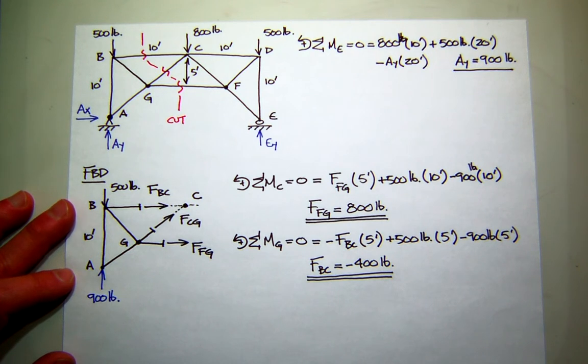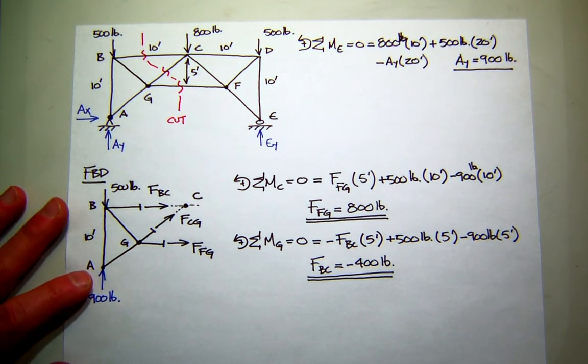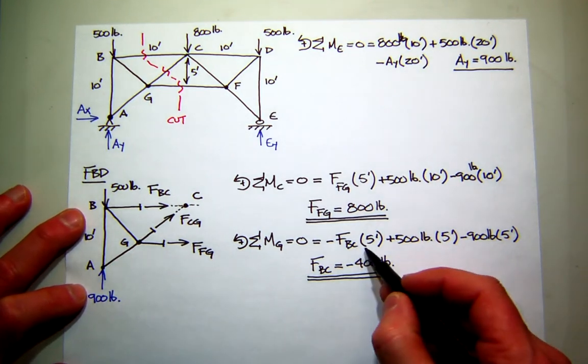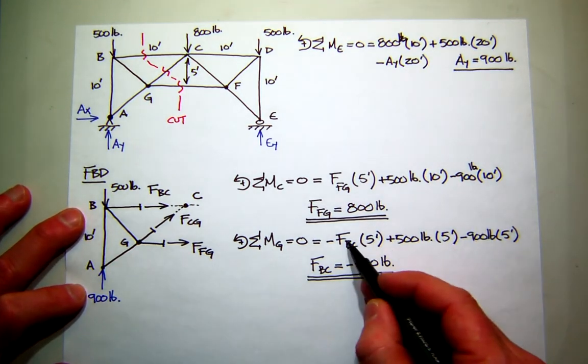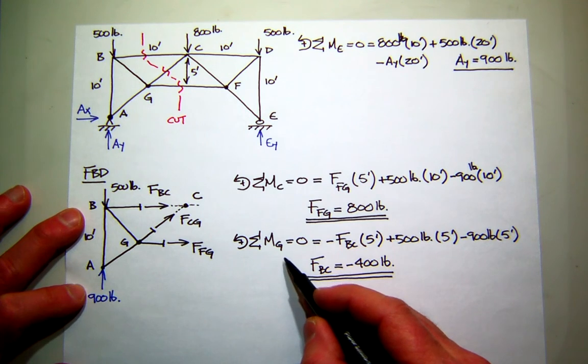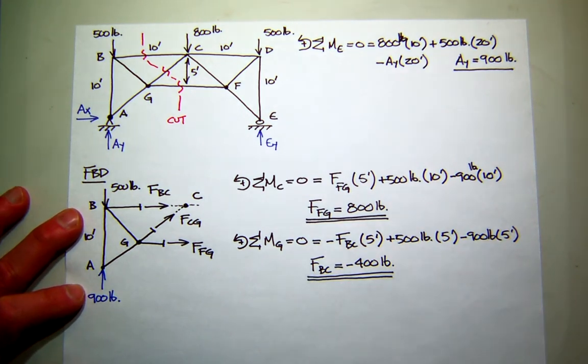What about carrying the sign? Is that carrying the sign, negative F of BC times 5? Well, what I did is I first divided everything through by 5. Okay. Then I just moved BC to the other side of the equation. Okay, that made it positive. And I just had 500 minus 900 gives me negative 400.